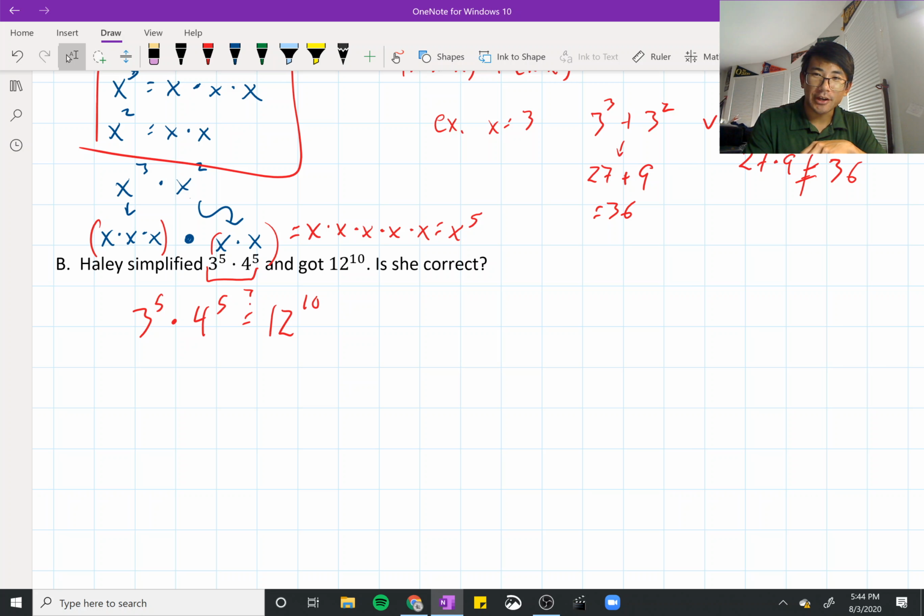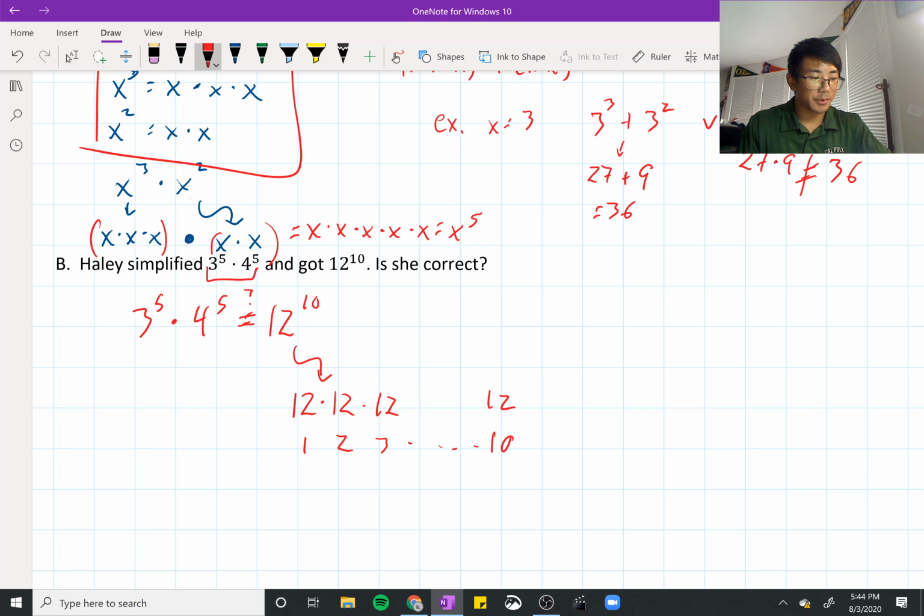I don't really want to evaluate these because I don't have my calculator on hand, but let's just think about what this would mean. On the right side, this would mean 12, 12, 12. Let's see, 1, 2, 3 of them. How many of them exactly? Would there be 10 12s multiplied together? Okay, so the question is, does the left side of that equation produce 10 12s multiplied together?